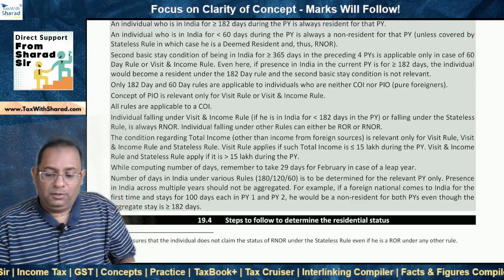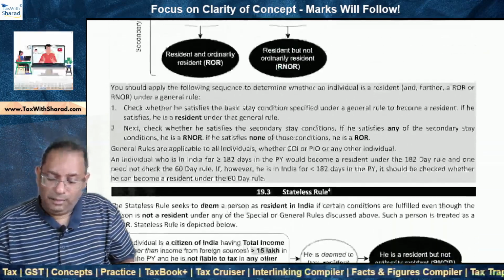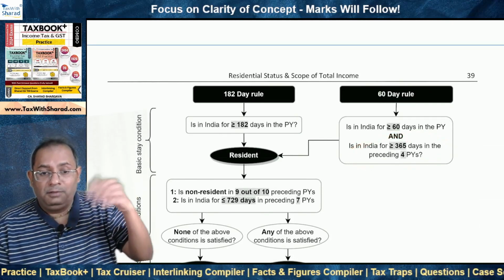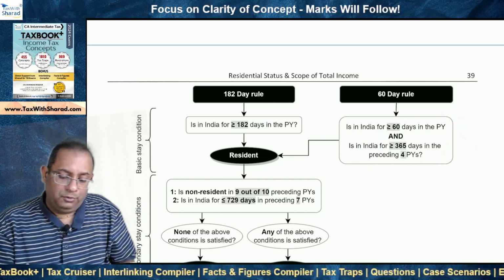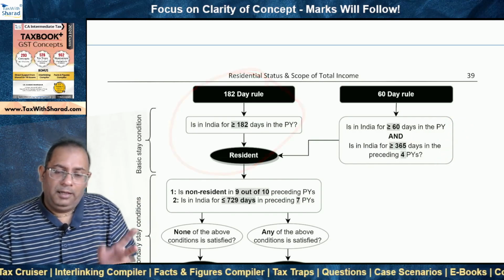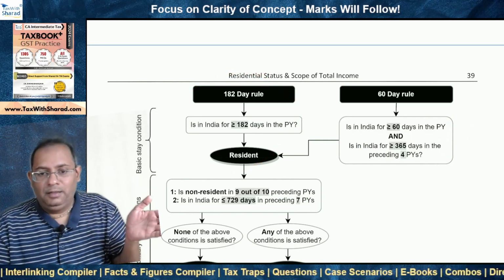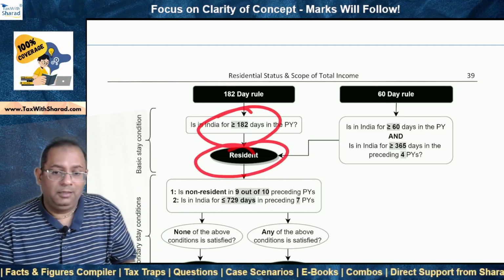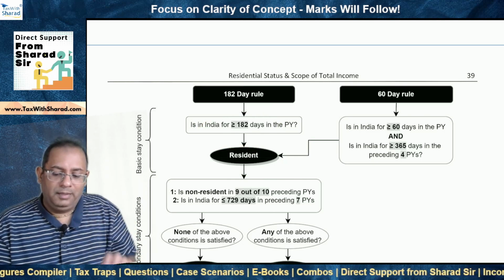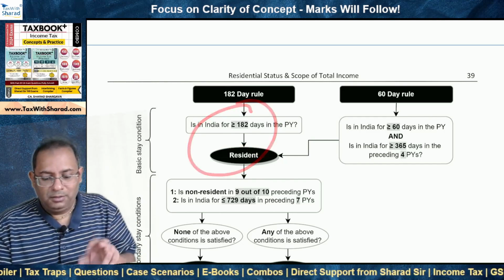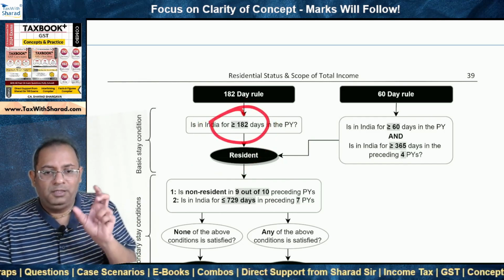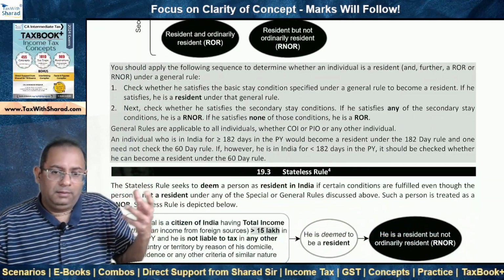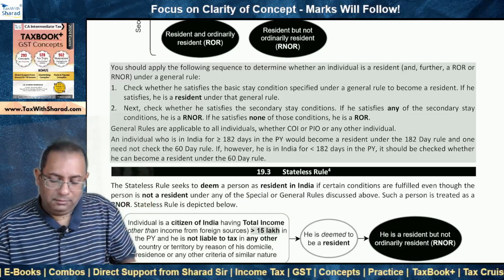The 60-day rule will not apply, because to become a resident there is another condition of 365 days or more in the preceding 4 years, and he's coming for the first time, so this is not met. So what is left is the 182-day rule, and you say that okay, 100 days in 1 year and 100 days in the next year, so 200 days in total, he is satisfying this condition, so let's make him a resident. No, he will not be a resident because he is not satisfying this condition, because the 182 days threshold needs to be checked for the previous year as such. You cannot combine the duration for one or more previous years.